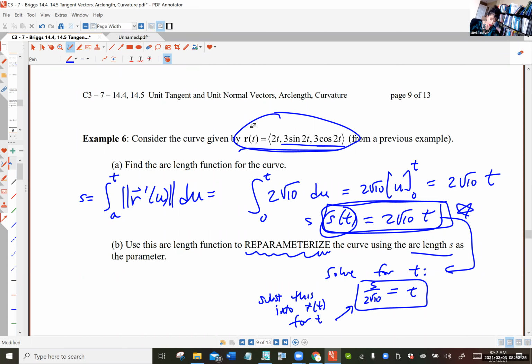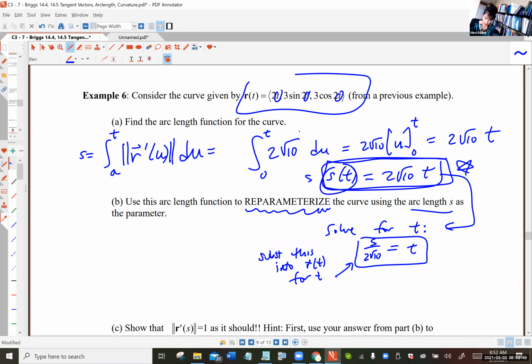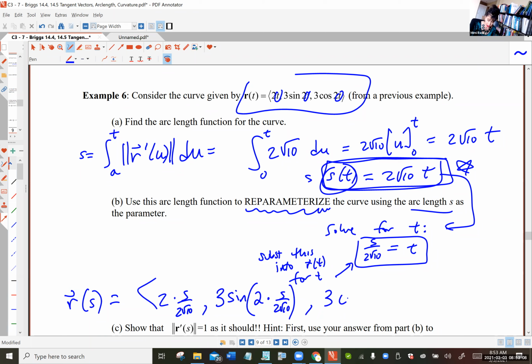What am I saying? If you look at the position function they gave you, everywhere you see a t, there's a place, there's a place, there's a place. I see 3 of them there in those components. You're going to substitute s divided by 2 square root of 10 instead. So r re-parameterized using s, this arc length function, is going to be 2t, but that's s over 2 square root of 10, comma 3 sine 2t, but that's 2 times s over 2 square root of 10, comma 3 cos 2t, but that's really going to be 3 cos of 2 s over 2 square root of 10.